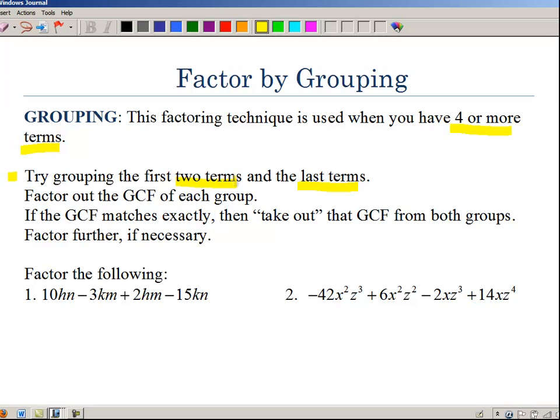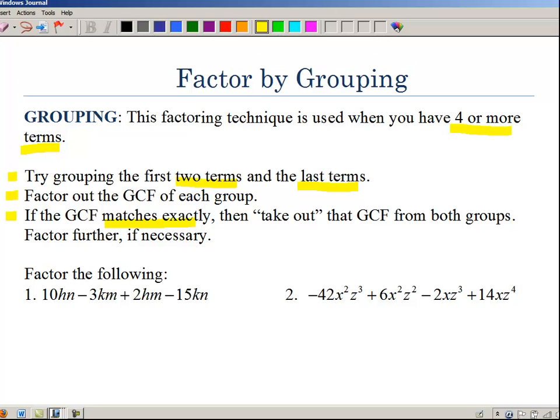However, if that doesn't work, sometimes you have to rearrange. Then we want to factor out the GCF of each group. And then what you have factored out, if it matches exactly, then that becomes the GCF from both groups. And then we keep factoring if we need to.